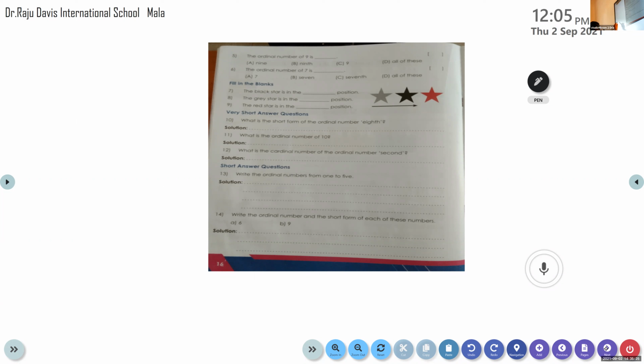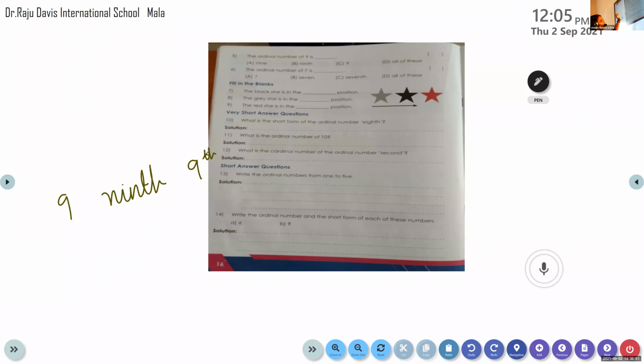So, simply 9 means it is a cardinal number. Okay. The ordinal number for 9 we have to write. So, ordinal number 9 and what the spelling will come? N-I-N-T-H. There is no E in 9th. Okay. N-I-N-T-H. What is the short form? So you write the number 9 and at the top you can write it T-H.